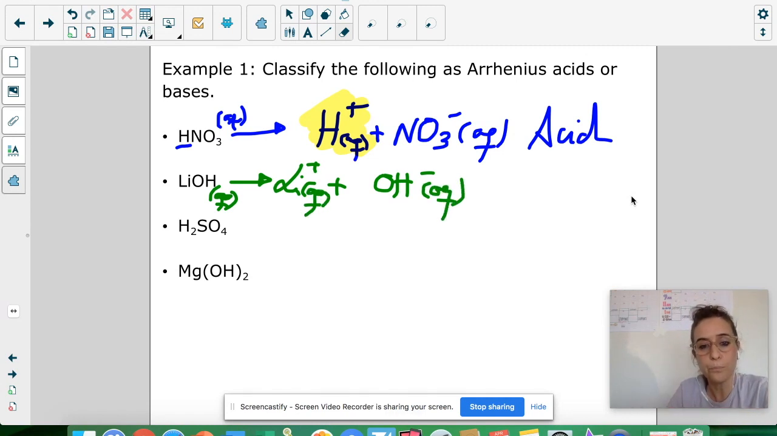So now, if you want to understand whether this is an acid or a base, you need to look at whether it is releasing or adding hydroxides or hydrogens to the solution. Because this one is adding hydroxides to the solution, we consider this substance a base.